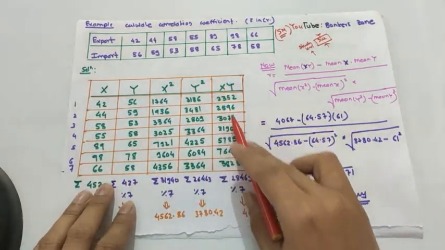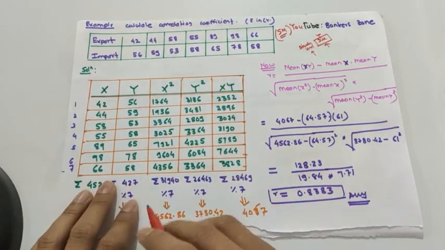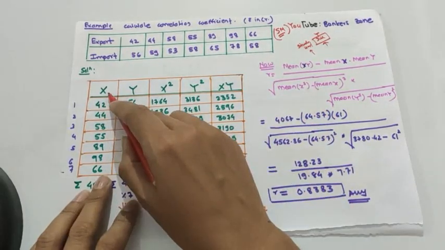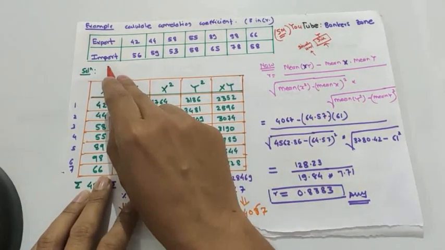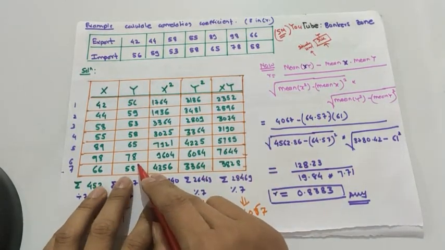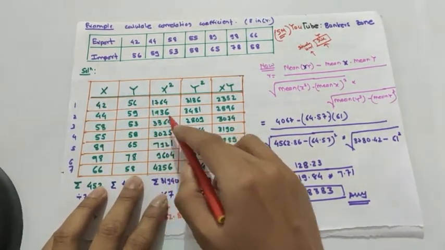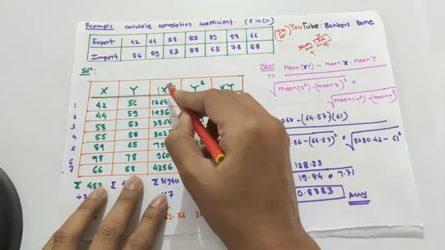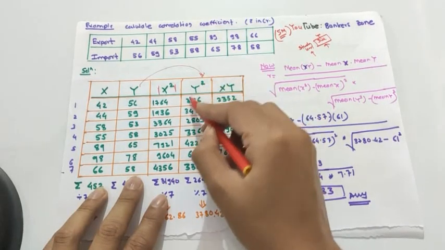You have to draw a table in the exam. It is compulsory for you. The values for export are given, and I have taken them in the x column. The values for import are given, and I have taken them in the y column. The next thing you have to do is square both. So for x I have calculated the column x square, and for y the column y square.